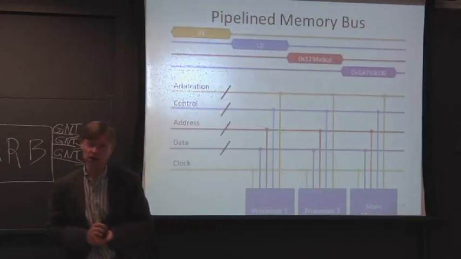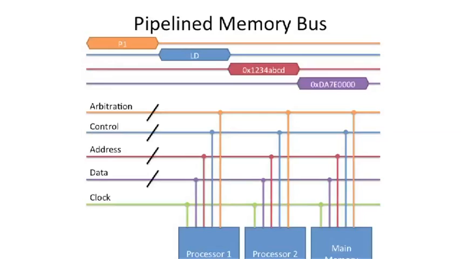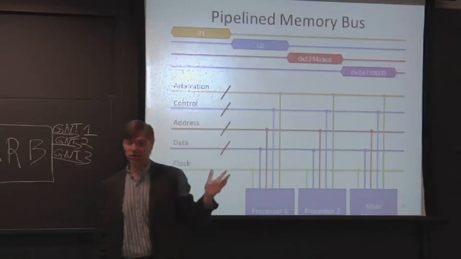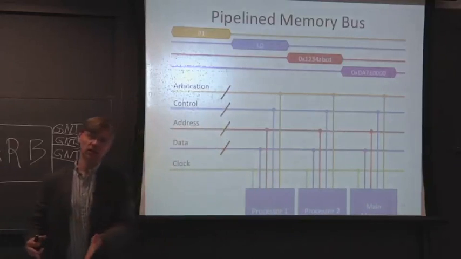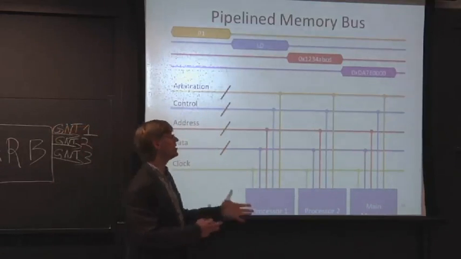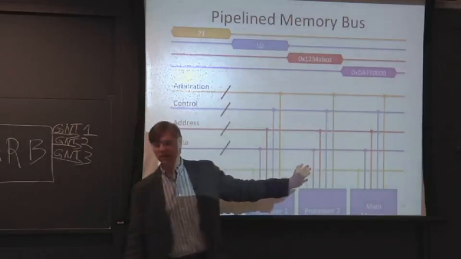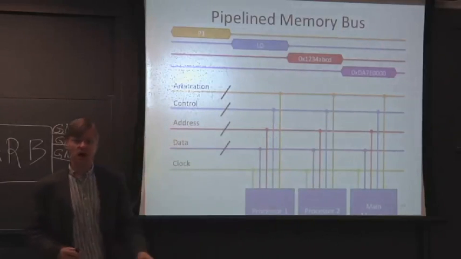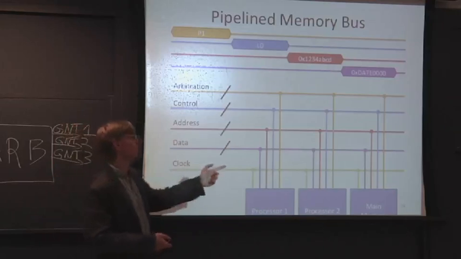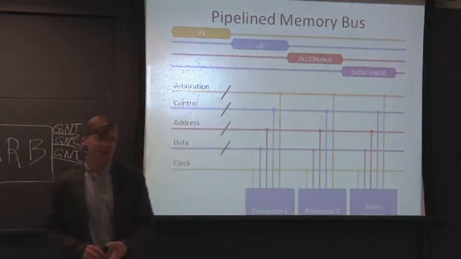So we can actually take a look at this as a picture here, and we can see, for instance, on a pipeline bus, you might first, let's say processor 1 is trying to do something. It'll assert processor 1 onto the arbitration lines, and let's say it wins. And then in the next cycle, it'll assert that it wants to do a load. And then in the next cycle, it asserts the address. And then finally, let's say the main memory returns the data quickly here and returns the data over here very quickly.